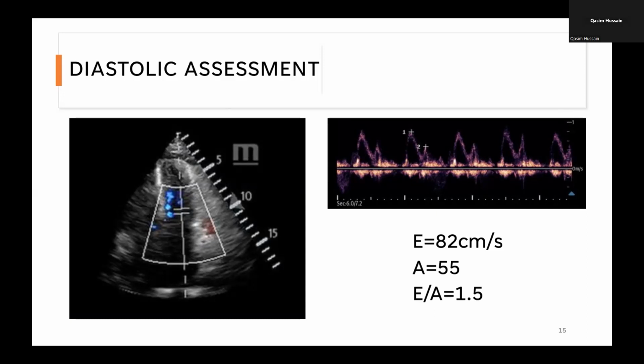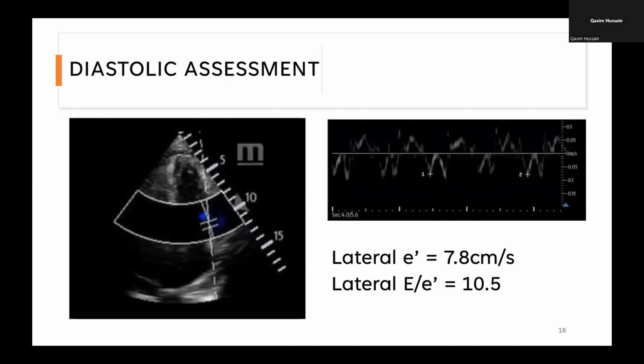So her E velocity is 82 centimeters per second, her A velocity was 55, and her E/A ratio is 1.5, which is within normal range between 0.8 and 2. But you can't really make too many clinical decisions just with this number alone. You can't make any jumps, because this is both a reflection of the left ventricle's ability to relax as well as the left atrial pressure. So that's where measuring the myocardium's ability to relax comes in.